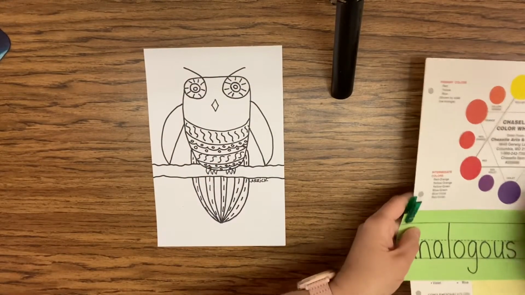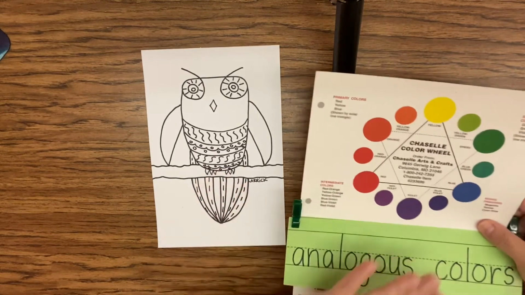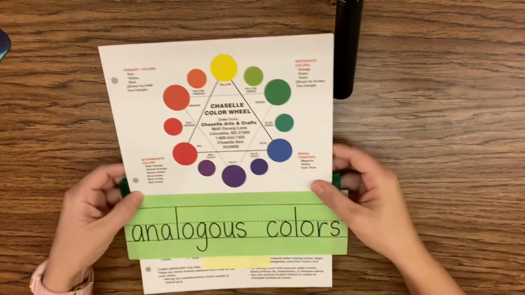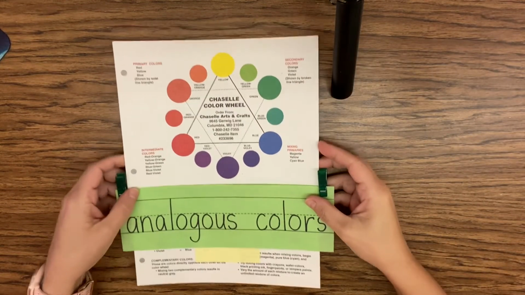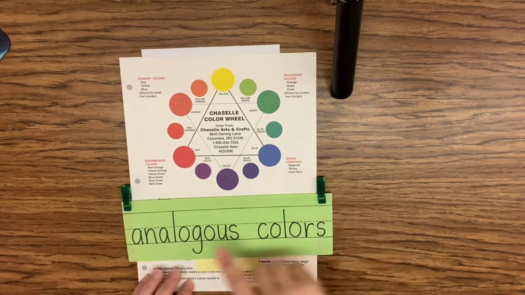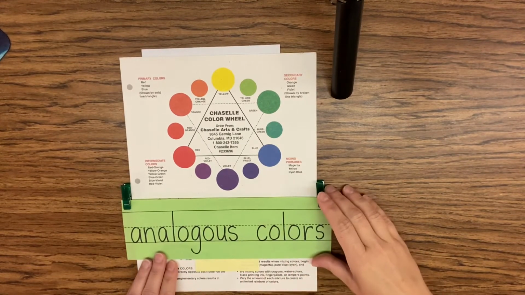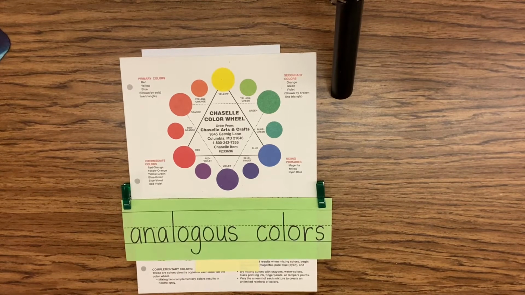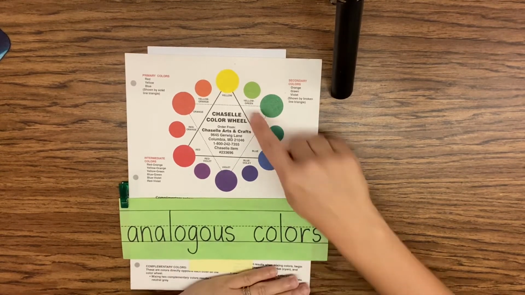So let's talk about coloring. So you've traced the owl and now it's time to add color. We are going to use something called analogous colors, okay? Analogous. Everybody say that? Analogous. Analogous colors are colors that are beside each other on the color wheel, okay?